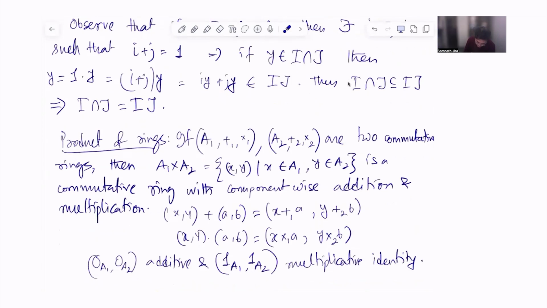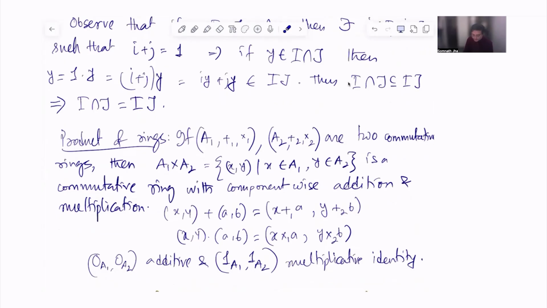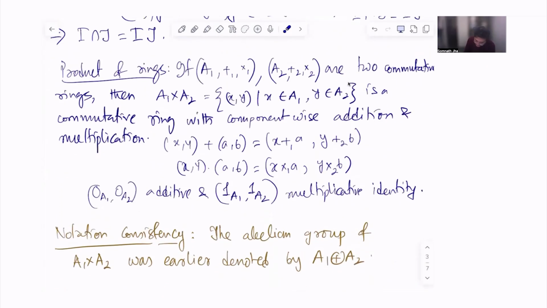And (0, 0), with the zeros of A1 and A2 respectively, is the additive identity, and the ordered pair (1, 1), with 1 of A1 and 1 of A2, will be the multiplicative identity. So clearly this forms a ring, and I have denoted it by A1 cross A2. Just for notational consistency, like for abelian groups, A1 cross A2 was earlier denoted by A1 direct sum A2, but that doesn't matter.